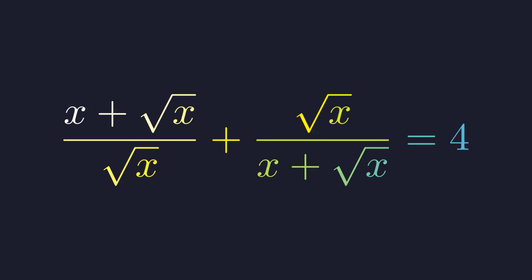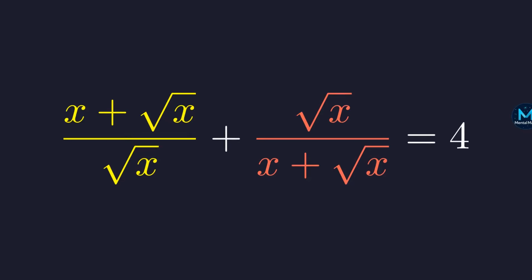This equation looks impossible, but there's a hidden pattern that makes it ridiculously simple. Let me show you how to solve it. Let's dive in. Notice these two terms. The first one in yellow and the second in red are actually reciprocals of each other.